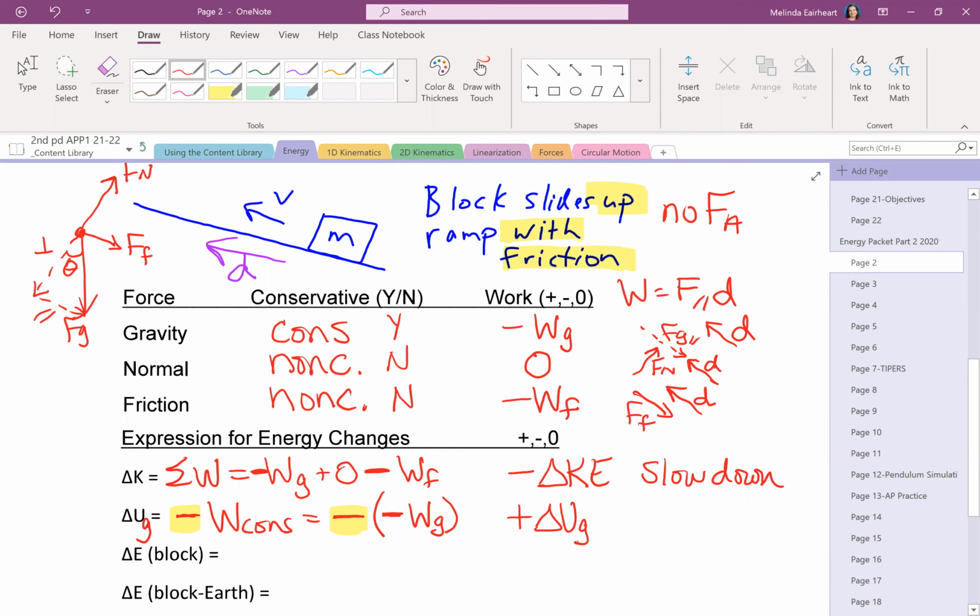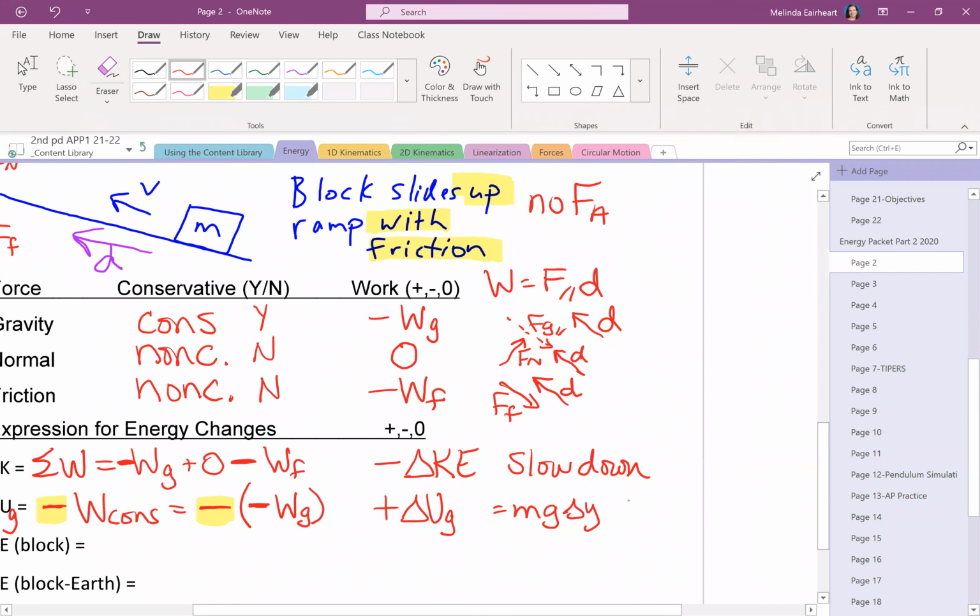MGH or MG delta Y is the other equation for gravitational potential energy. Does it make sense that it would be positive? Why? It's going up, the height is increasing. So H or delta Y is increasing. So that part should make sense.